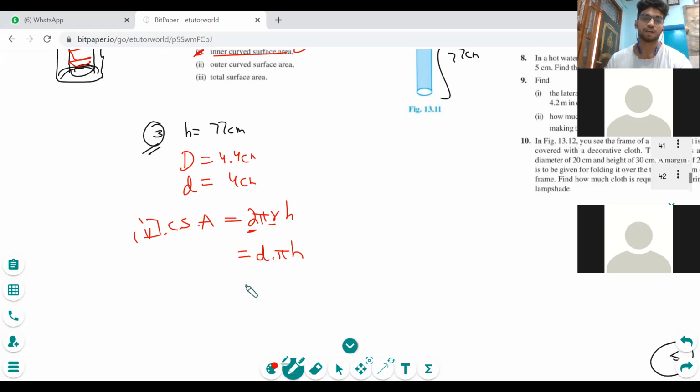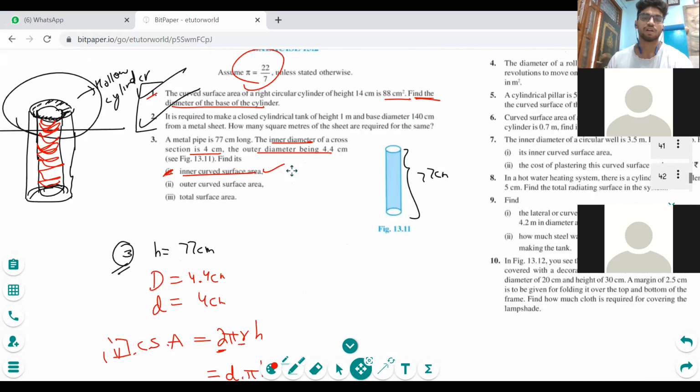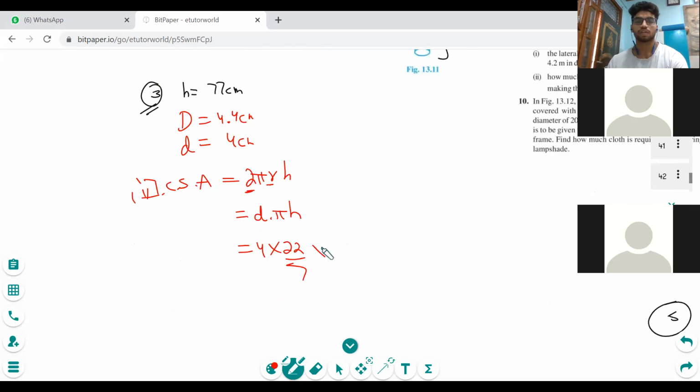So pi h. So d is actually 4. Pi is 22 by 7. Unless stated otherwise, you have to take pi as 22 by 7. And then comes my h. So h is 77. Now I need you people to do this calculation quickly and tell me the answer.